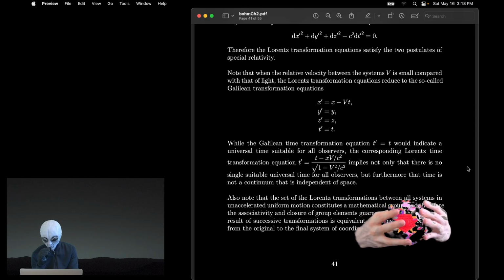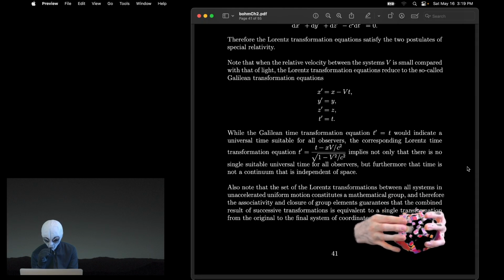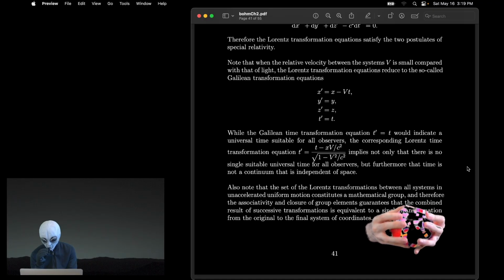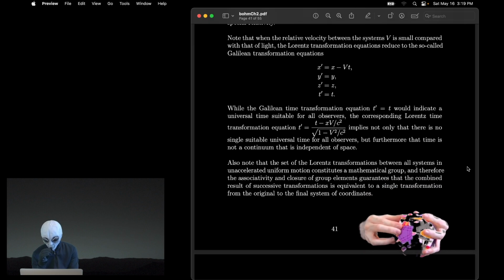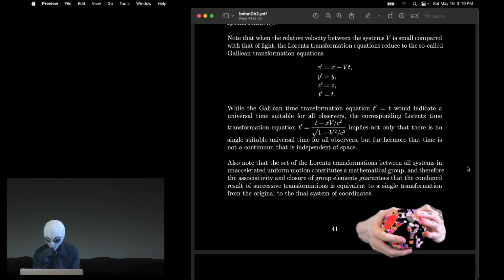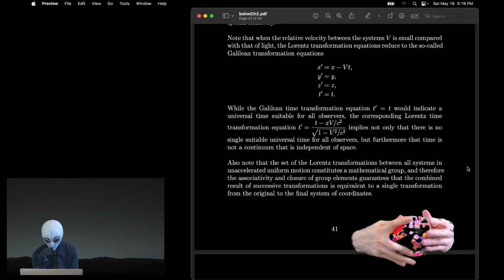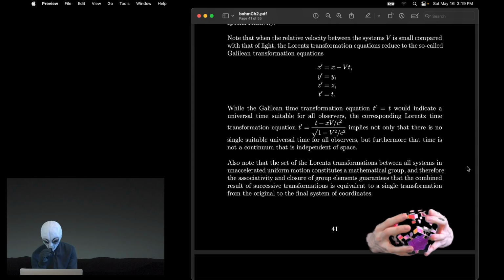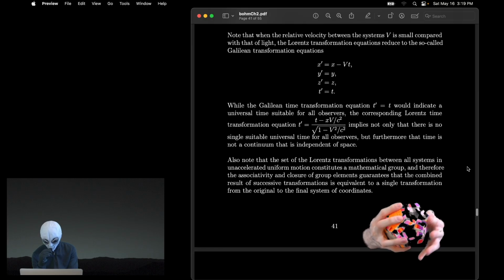Note that when the relative velocity between the systems capital V is small compared with that of light, the Lorentz transformation equations reduce to the so-called Galilean transformation equations, namely x prime equals x minus capital V times t, y prime equals y, z prime equals z, and t prime equals t. While the Galilean time transformation equation t prime equals t would indicate a universal time suitable for all observers, the corresponding Lorentz time transformation equation t prime equals numerator t minus x times capital V over c squared all over the square root of 1 minus capital V squared over c squared implies not only that there is no single suitable universal time for all observers, but furthermore that time is not a continuum that is independent of space.